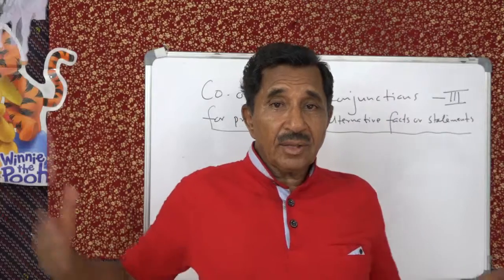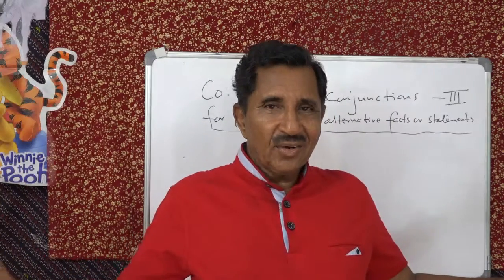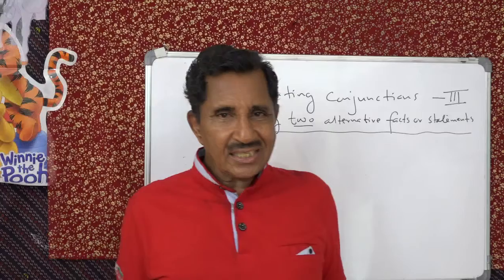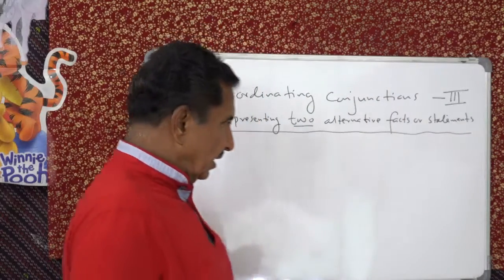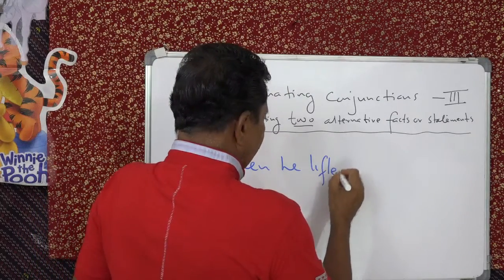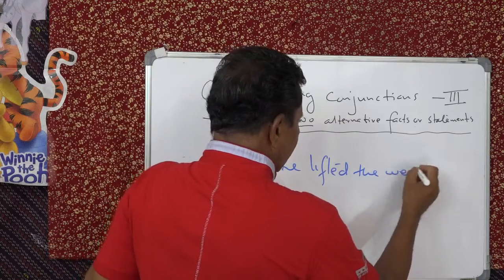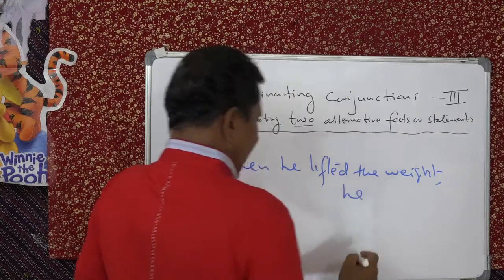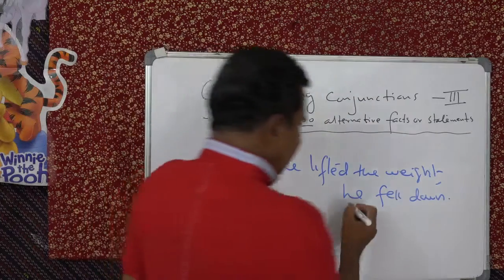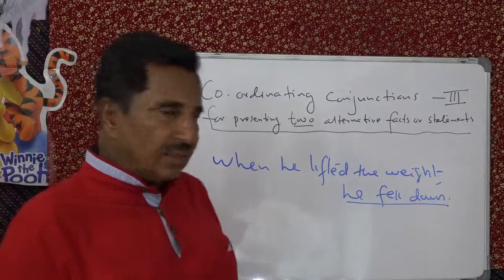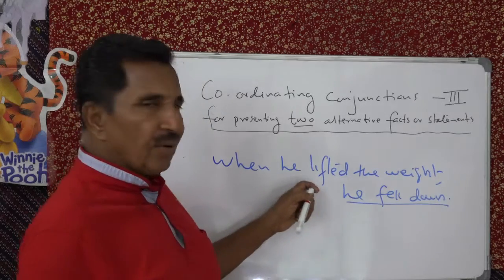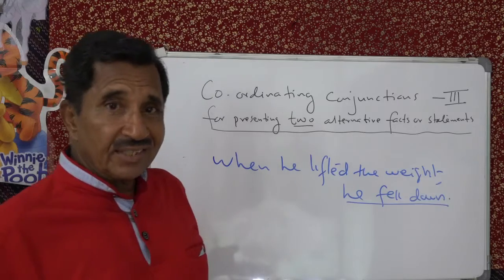Now we have got an area called subordinating conjunctions. We have already seen all those things. What are they? Subordinating conjunctions: noun clauses, adjective clauses, and adverb clauses. These are subordinating conjunctions, because as we have seen, when he lifted the weight, he fell down. So he fell down is the principal clause, the main clause, or the independent sentence. The clause when he lifted the weight is dependent on this, so we said this is a subordinate clause. Such sentences we say are complex sentences.